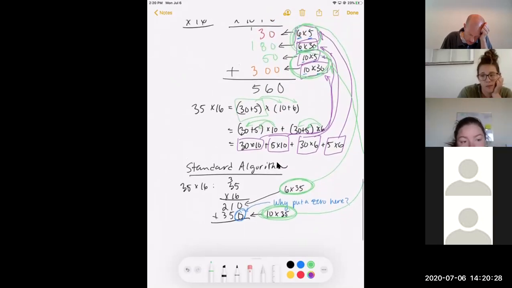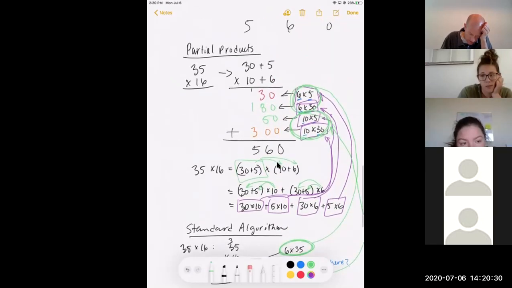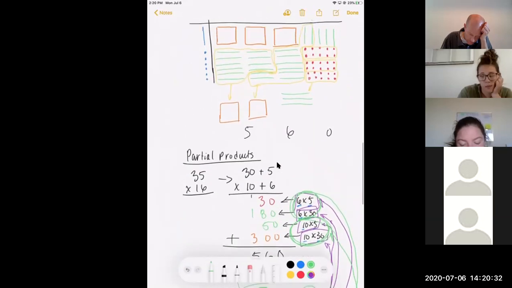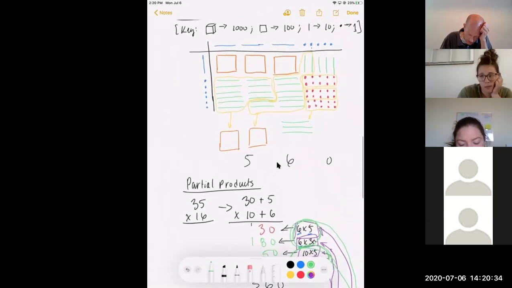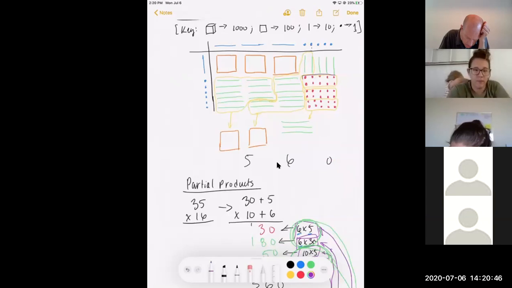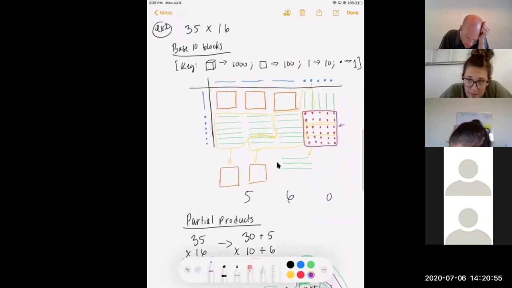So those are the connections that we can make between the standard algorithm and the partial products. Let's take a look at our base block model one more time. We have this group right here. Okay. This is going to be the 6 times 5 group here.